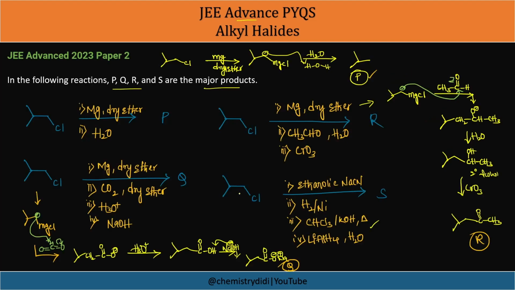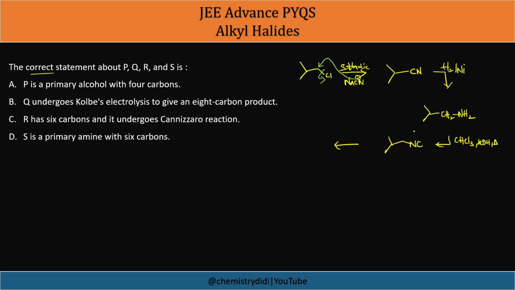And the next reagent they have given is LiAlH4, which is also a reducing agent. Here it will reduce this NC, this isocyanide, to NHCH3. Here they have given a reducing agent again, so this will get converted to NHCH3. This is our final product. So let's try to read the statements now.